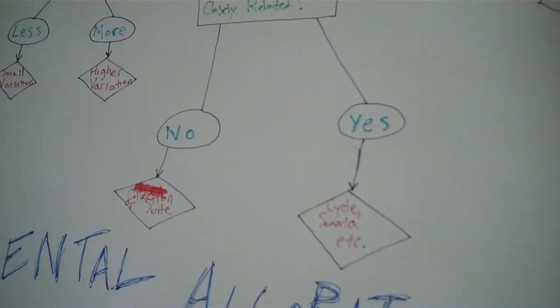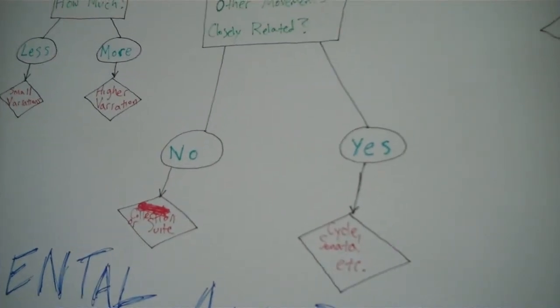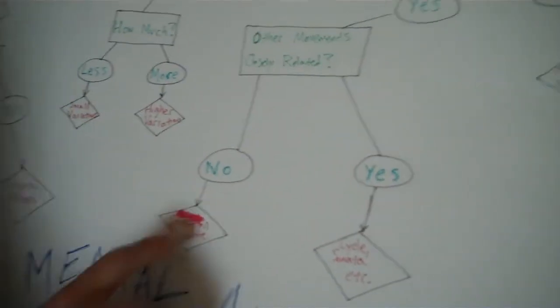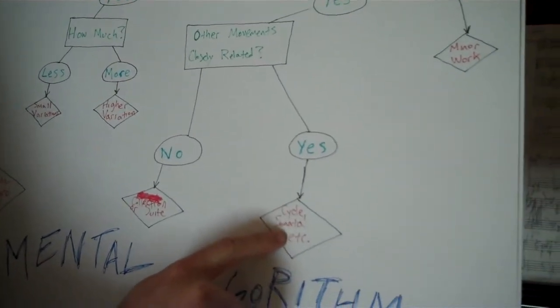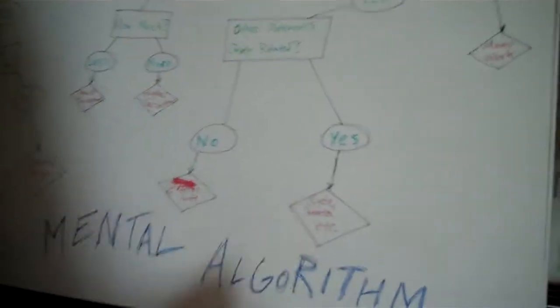Now a suite can also be larger in scale, but usually they're not as closely related as a cycle or a multi-movement sonata. So this is just an example of how we can go about choosing a proper form or structure for a musical idea.